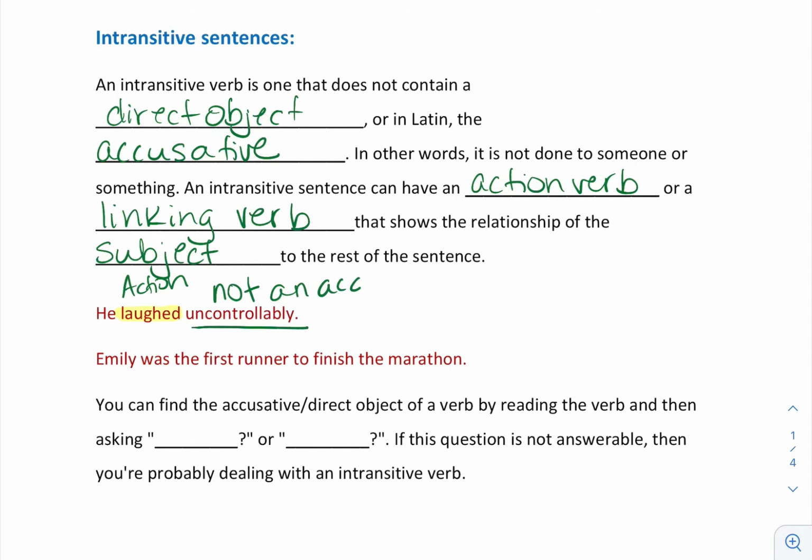Now look at the next one. Emily was the first runner to finish the marathon. Was is a linking verb. Now, Emily didn't "was" something, right? There was nothing that was the victim of being "wased." Emily was simply re-identified as something, so it renames her. Remember it's like an equal sign? Who was she? The first runner to finish the marathon. It renames her, it identifies her, tells us a little bit more about her. There's no accusative or direct object in here, so it's an intransitive sentence.